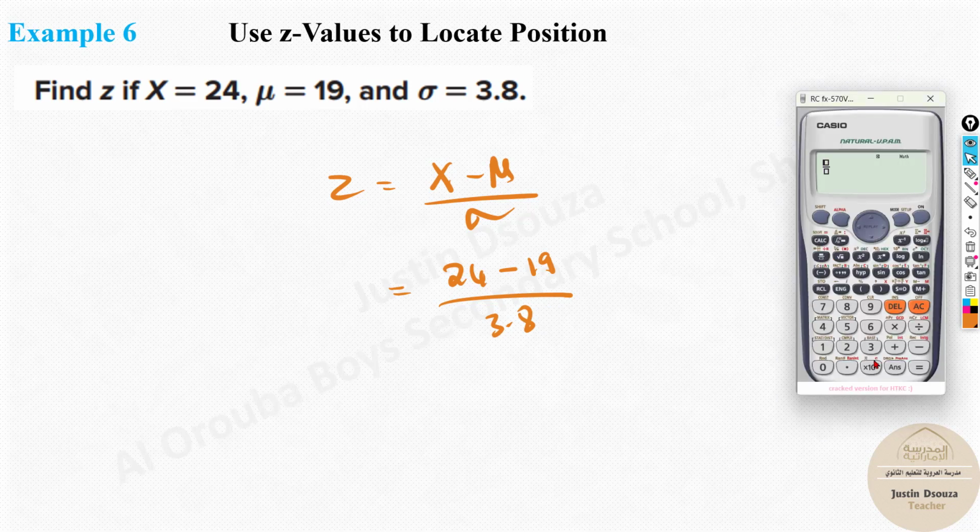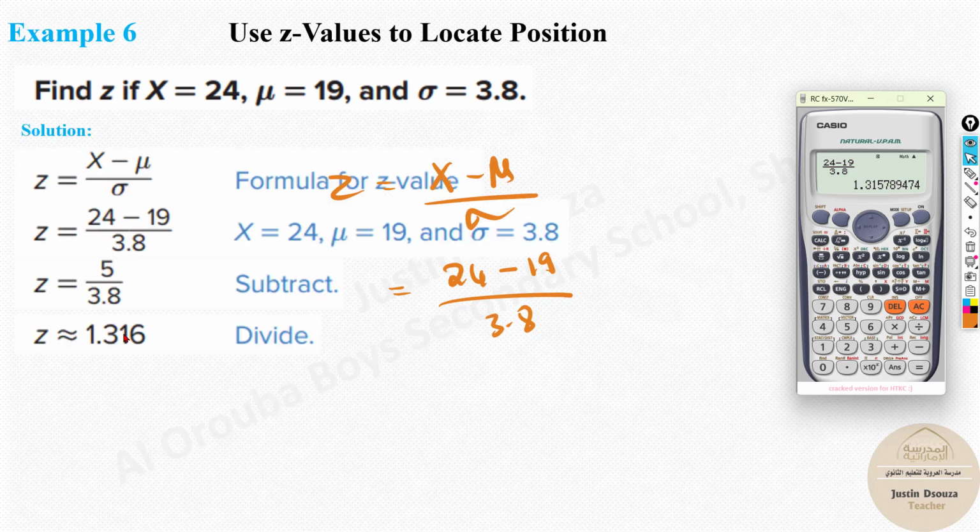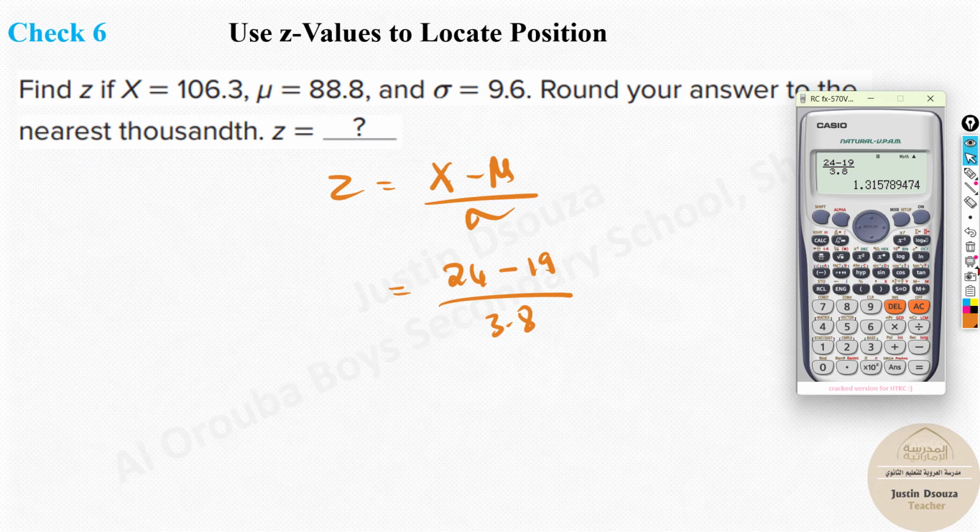Here all you need to do is 24 minus 19 divided by 3.8. The answer would be 1.315. To the nearest thousandth, that means 3 decimal points, it is 1.316. That is the answer. Same thing over here.